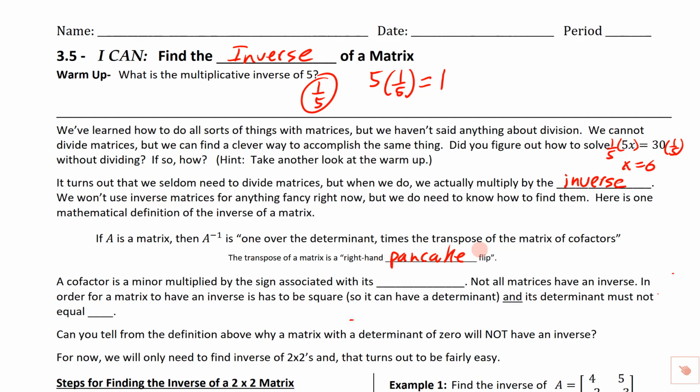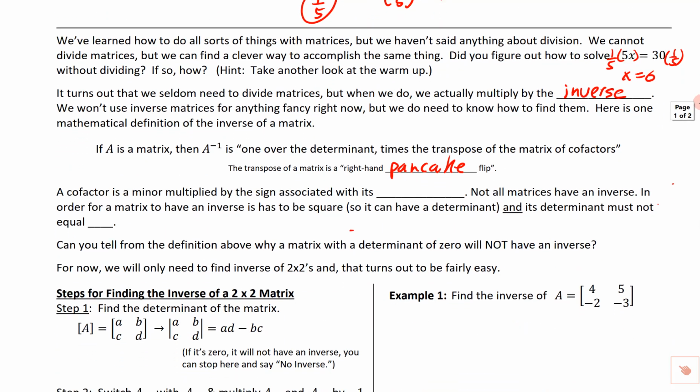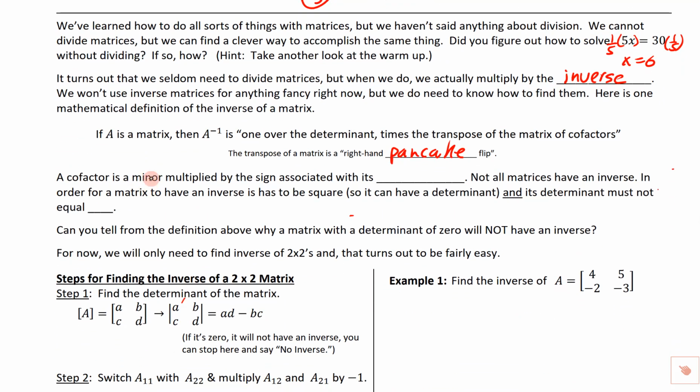So let's talk briefly about what a cofactor is. A cofactor is a minor. We know what a minor is. And then it's multiplied by the sign associated with its position. So we talked about that checkerboard of pluses and minuses, and that's what we would use there. Not all matrices have inverses, so that's a good thing to keep in mind.